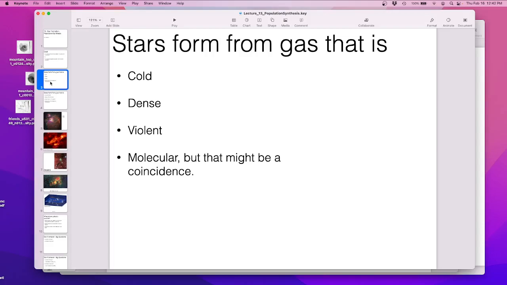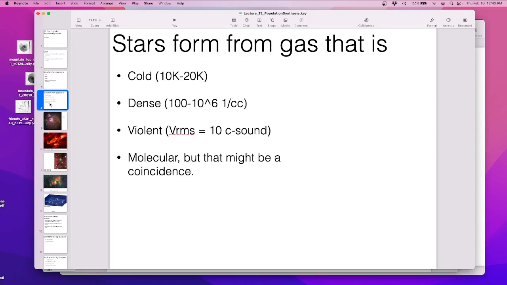And the gas happens to be molecular. I think it might be a coincidence that it's molecular. I think it might just be the fact that everything needs to get cold and dense before you can get stars. That's also where you get molecules. Molecules aren't necessary for the formation of the stars. Only the cold and dense is. So the molecules come for free, but molecular clouds is where stars form.